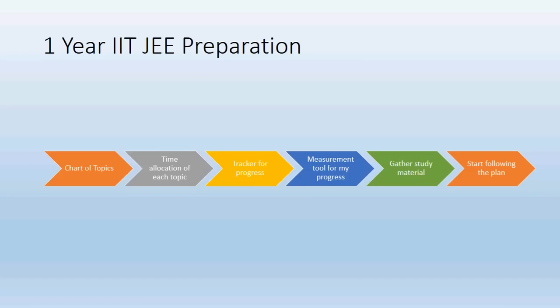Then you should have a measurement tool for your progress. Let's say you have a plan for 365 days; on the 255th day you should be able to measure your progress: this much of the syllabus I have done, these were my topics, I have covered these many topics, but this much is left. So you should have a plan for how to measure that.